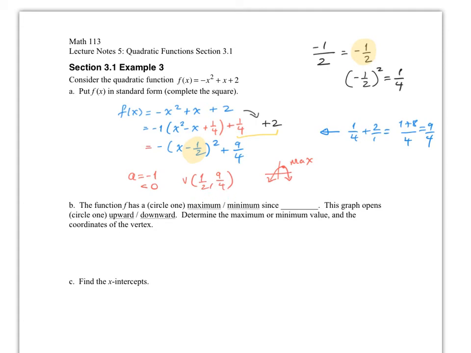Alright, so therefore for part B, this says the function has a maximum since a is equal to negative 1, which is negative. The graph opens downwards and determine the maximum value. So the maximum value is y equals 9/4 when x is equal to 1/2. Or you can just write the vertex is (1/2, 9/4).